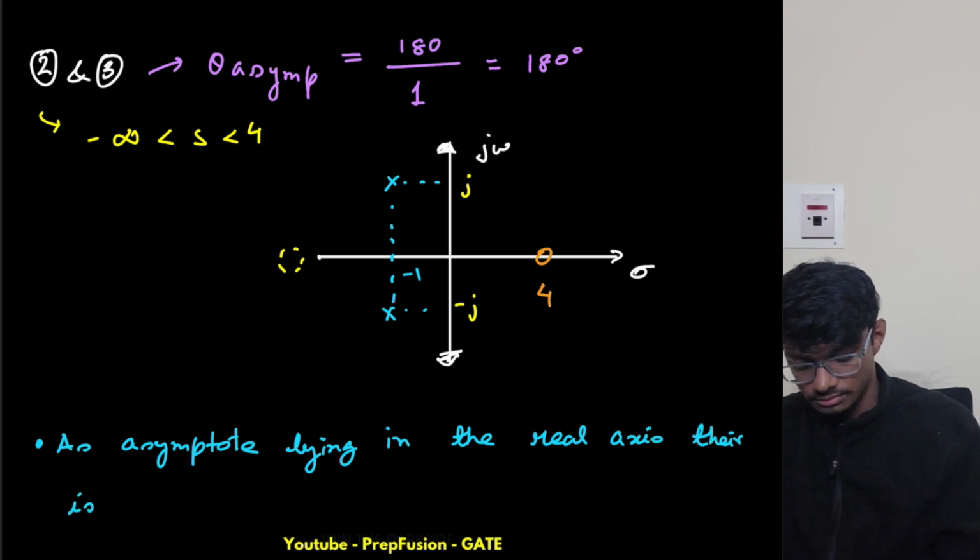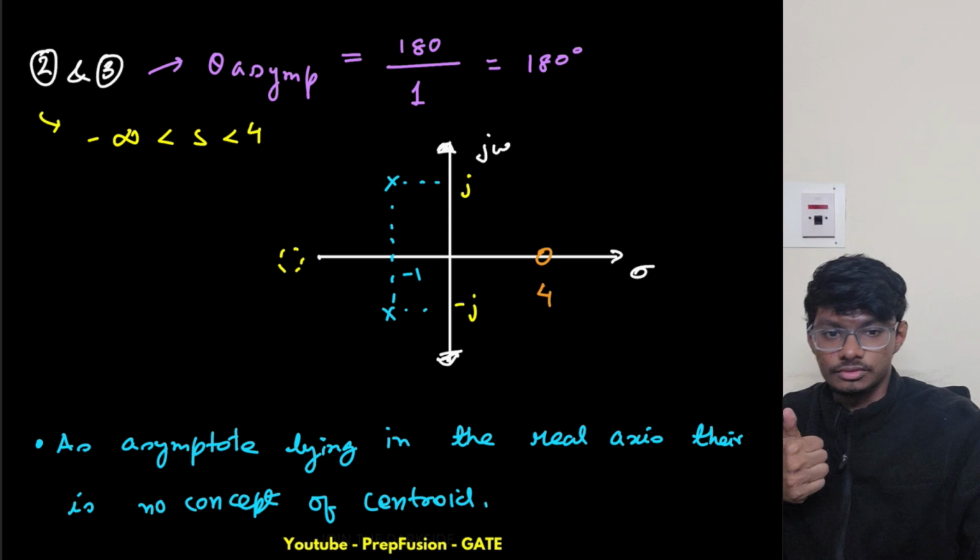There is no concept of centroid. Okay, so there is no concept of centroid. So yeah, that is that one. Now what are my break-in and breakaway points?